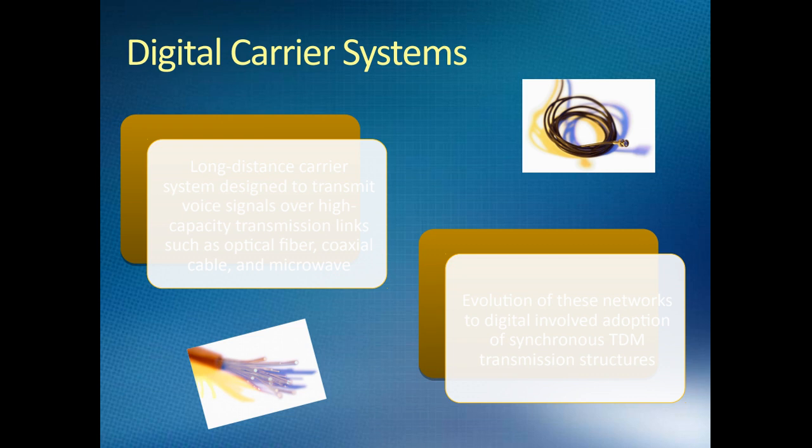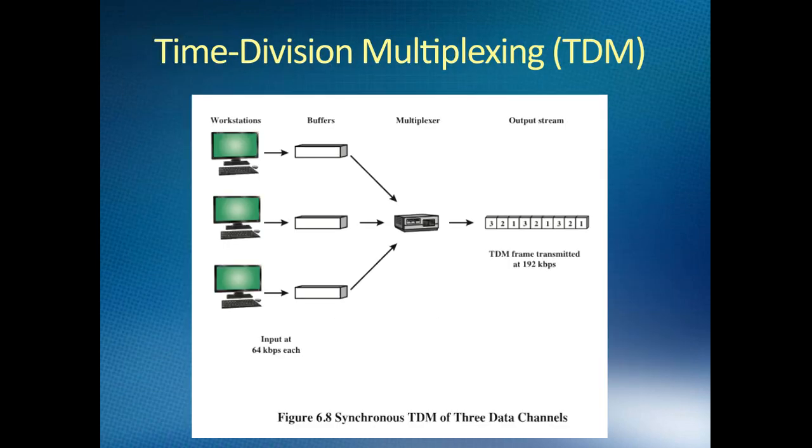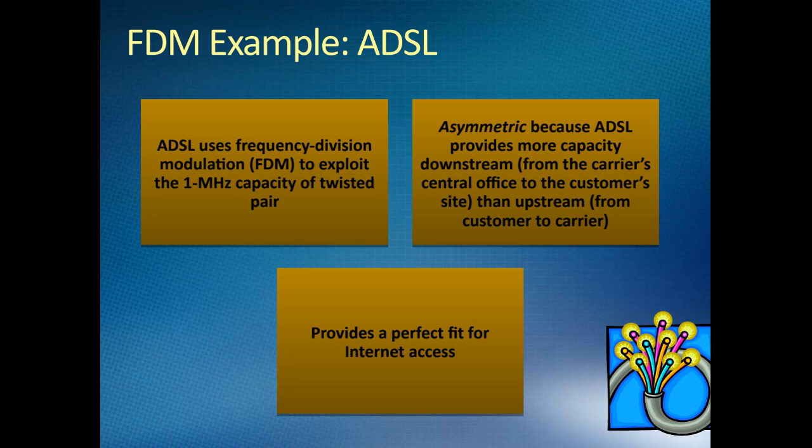Okay. So digital carrier systems, these are the long distance carrier systems. They were designed to transmit voice over high capacity transmission links, such as optical fiber, coax cable, and microwave. The evolution of these networks to digital involved adoption of the synchronous TDM transmission structure. So to adapt them to digital, they use TDM. So TDM is used for digital carrier systems. FDM is used for ADSL, just now. These are good, important examples, okay?